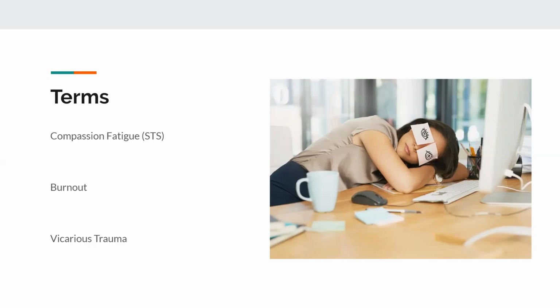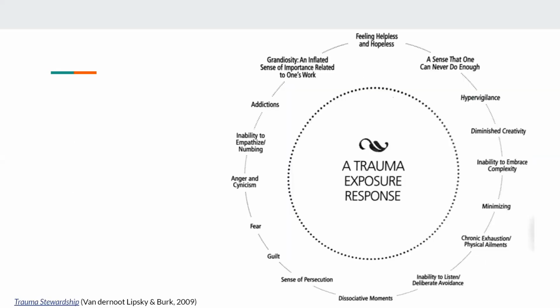So we're going to dive a little bit deeper into what this vicarious trauma might feel like for us. This is an image from Laura van Dernoot Lipsky's book, Trauma Stewardship. It's an image of a trauma exposure response. And what you might see is a number of different experiences that we might each feel individually when we're experiencing vicarious trauma. For each of us, it's going to look a little bit different. I'm not saying that you have to feel all of these things to be experiencing vicarious trauma. You might feel one, two, five of them. It's going to be a little bit different for each individual. One being feeling helpless and hopeless.